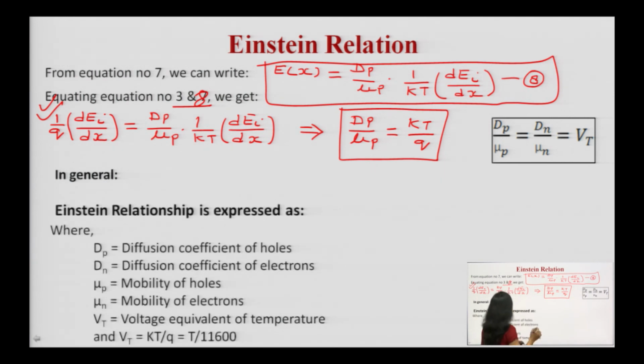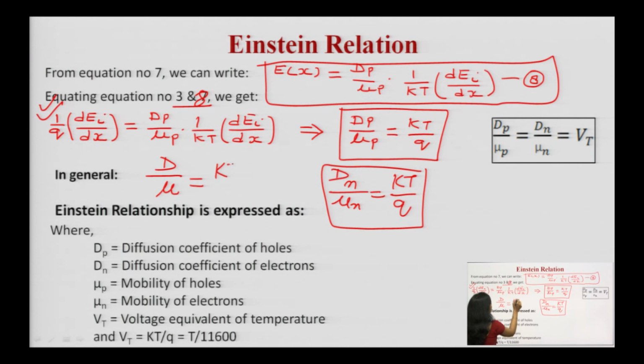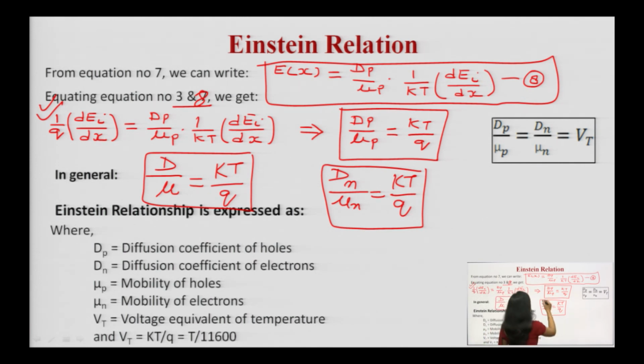Similarly, you can derive the equation for the electrons, which will be dn upon mu n, which is equal to kT upon q. You can generalize it as well. In general, you can write down d upon mu, which is equal to kT upon q. This will be the general equation. It can be modified for the electrons, for the holes, as I have written for holes and for electrons.